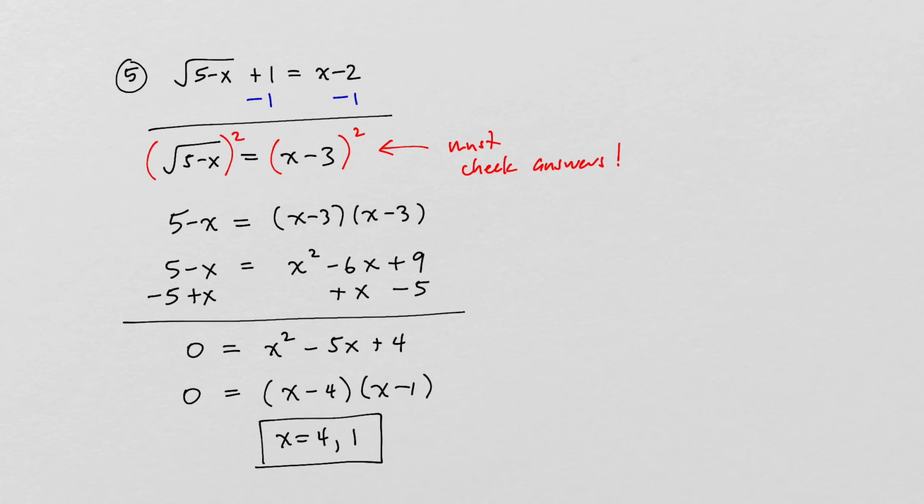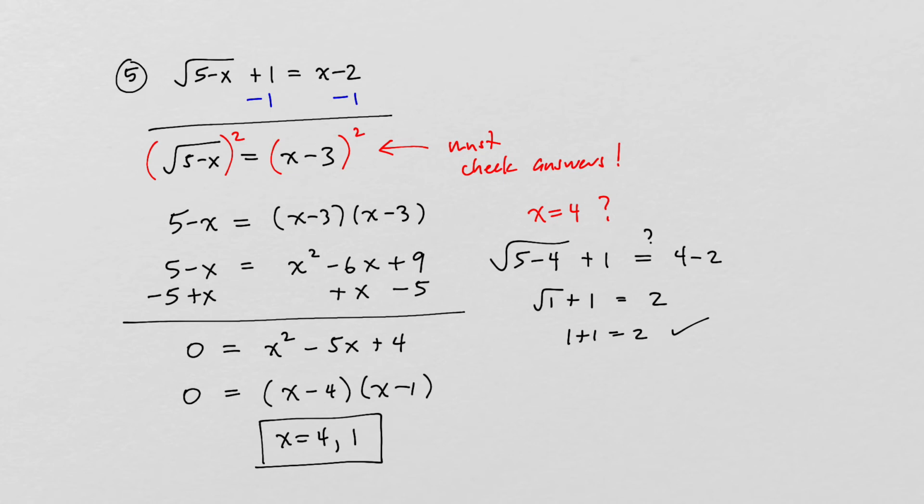So I'm going to go ahead and do that now. So I need to know, is x equals 4 actually a solution? So to check this, we need to plug x equals 4 into the original equation. And if we do that, we get the square root of 5 minus 4 plus 1 is equal to 4 minus 2. And that's the square root of 1 plus 1 is equal to 2. And that says 1 plus 1 equals 2, and that is correct.